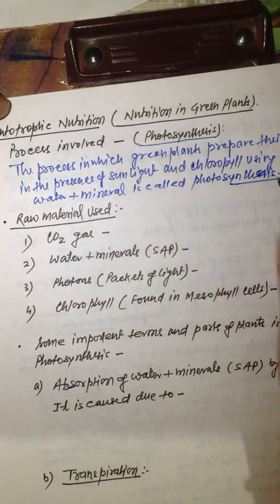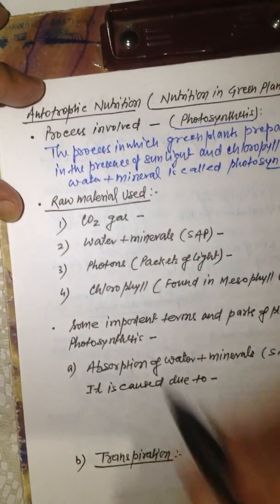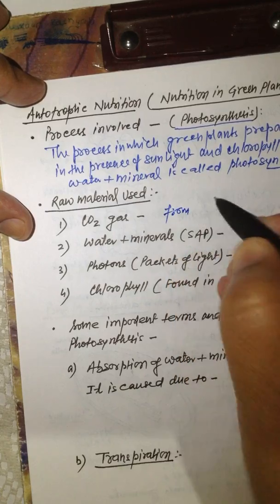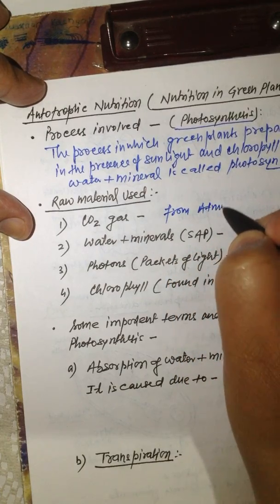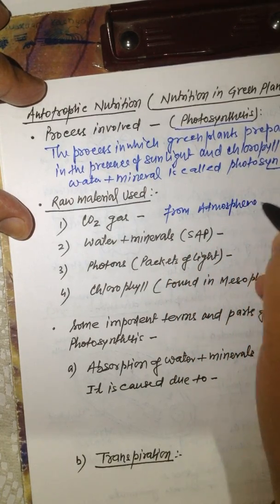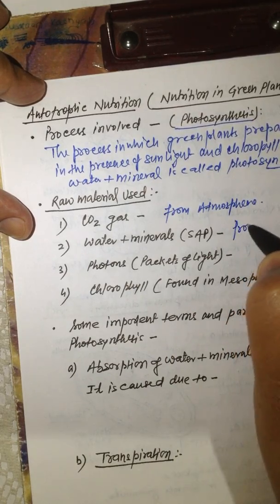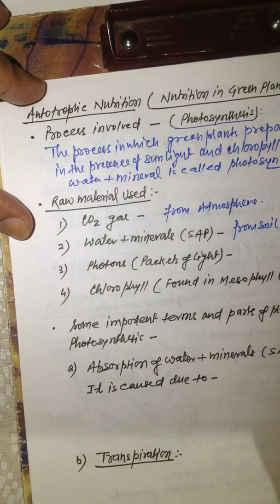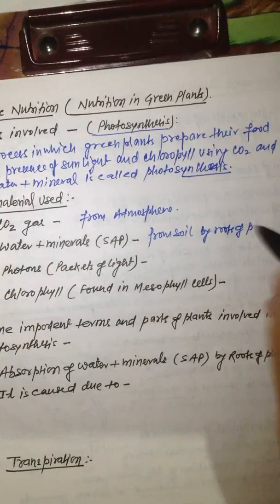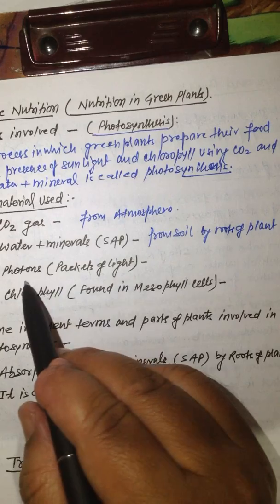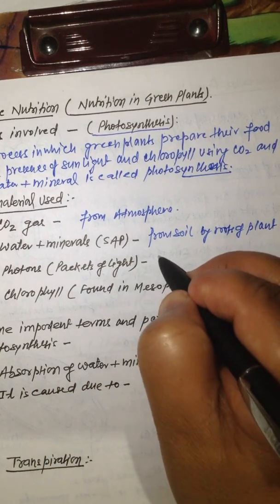Actually, इसके लिए कुछ चीज़ें आपको याद रखनी है. रॉ मटेरियल जो प्लांट्स यूज़ करते हैं तो CO2 गैस that is taken up from the atmosphere, water plus mineral sap taken from soil through roots of the plant. Okay, and then photons, packets of light from the sun.